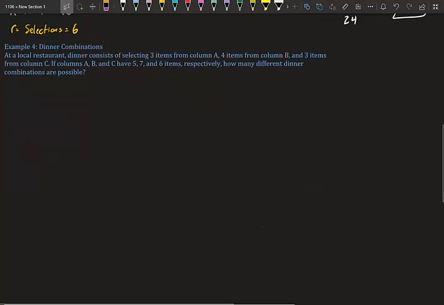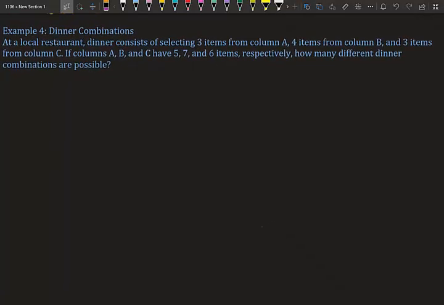Example 4, dinner combinations. At a local restaurant, dinner consists of selecting 3 items from column A, 4 items from column B, and 3 items from column C. If columns A, B, and C have 5, 7, and 6 items respectively, how many different combinations are possible? First things first, it tells us combinations, but how do we know for sure? Well, because there's nothing in here that's talking about order. This goes first, this goes second, this goes third, nothing like that.